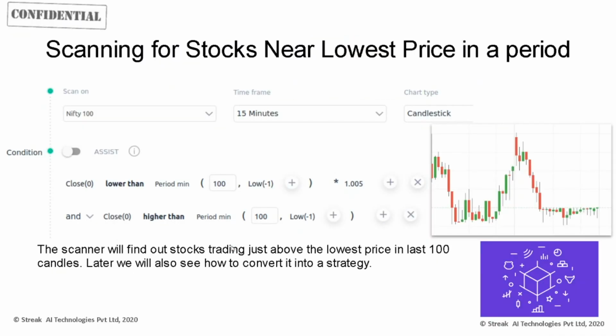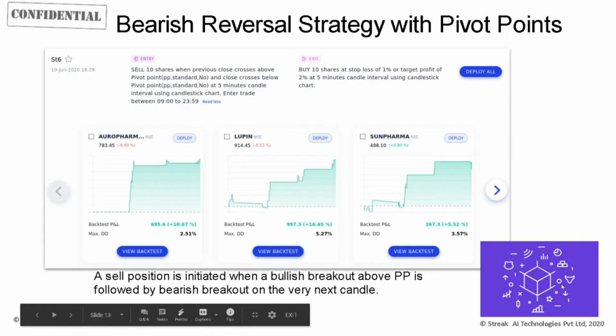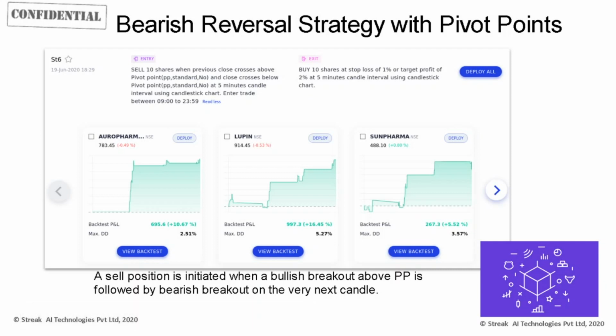Okay. So what we did is we created two scanners. We also converted a scanner into a strategy at the click of just one button because that is the level of flexibility that we aspire to bring to you guys. Since we already created a bullish strategy, we will now be going ahead and creating a bearish reversal strategy with pivot points.